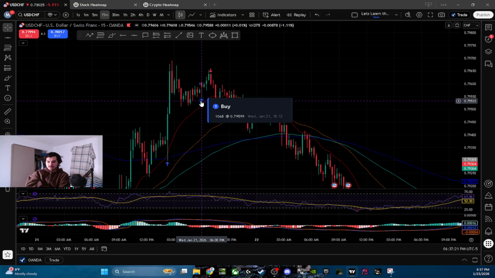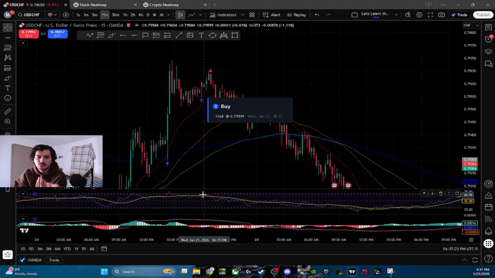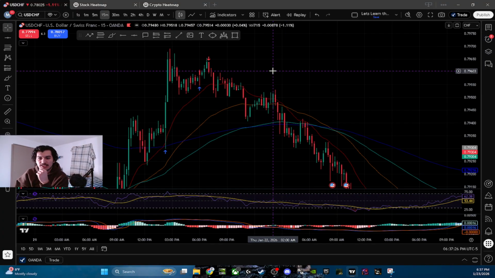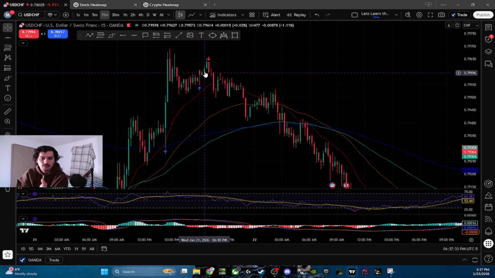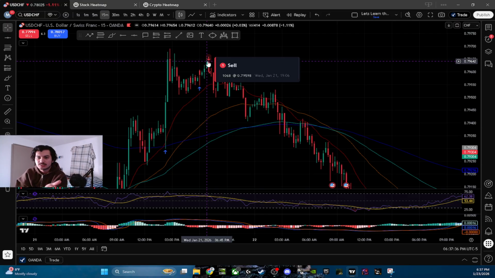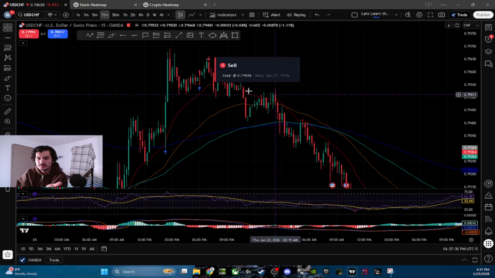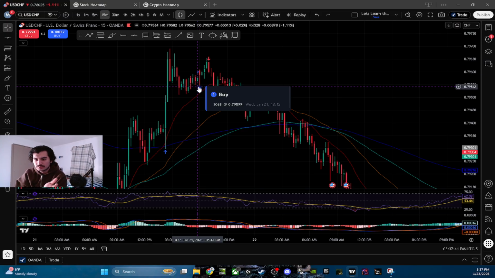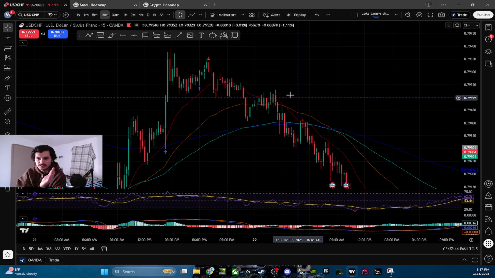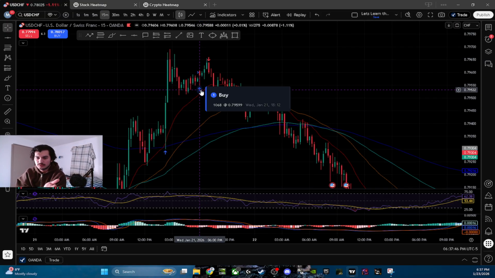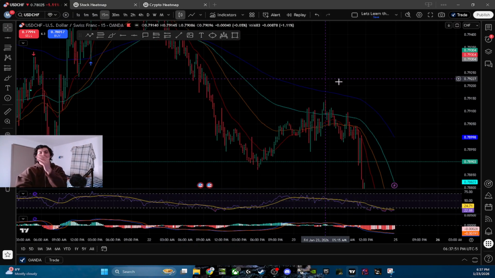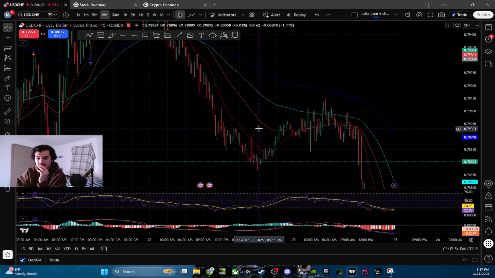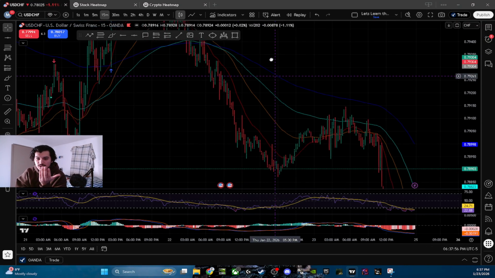RSI is literally around 70, 62, kind of overbought. And then at the same time, I know that the US dollar is always going to go down. And I get stopped out in literally less than an hour and 6 minutes. I get stopped out in an hour and 6 minutes, and it continues going down. You can see that Thursday continues down forever.